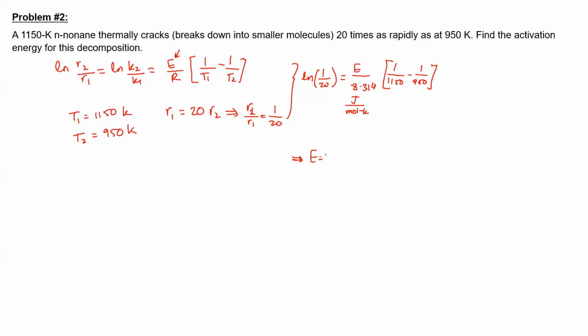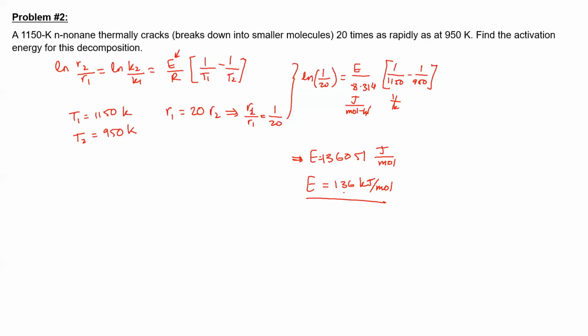Let's see. 1 divided by 20, multiplied by 8.314 divided by the bracket. You should get an E of 136051. The units here, because this is 1 over Kelvin, cancel with the 1 over Kelvin, so you will get joule per mole. If you want to represent this in kilojoule per mole, it's 136 kilojoule per mole. Okay, so this is your answer.